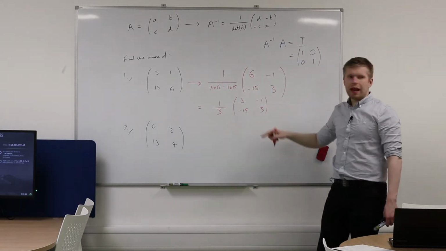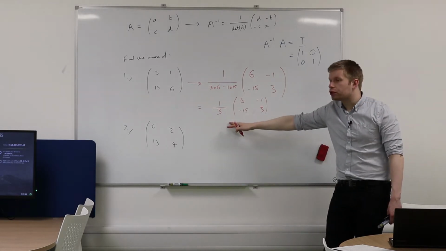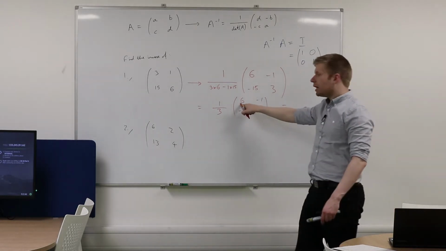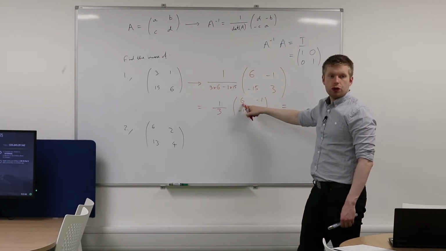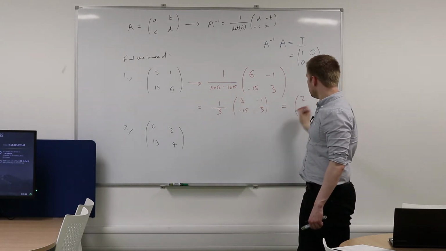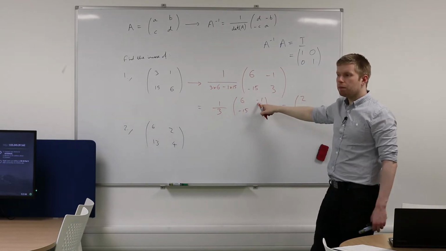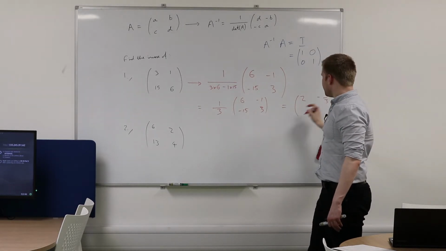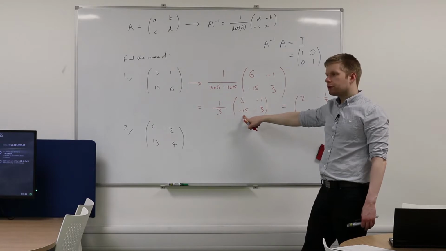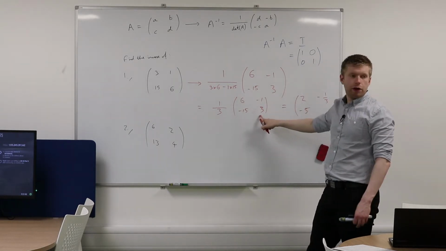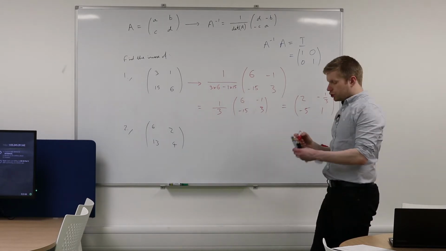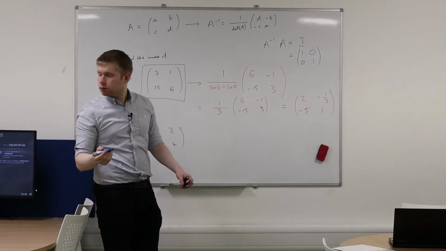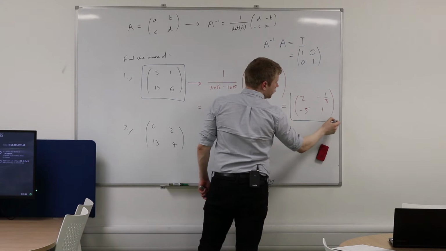Then I just multiply every element through by a third. I could leave it like that if I wanted to. I'm just going to tidy it up even further by multiplying through by a third. So if I multiply this element by a third, it becomes 2, right? 6 multiplied by a third is 2. Then if I multiply this element by a third, what does it become? Good, negative a third. If I multiply this one by a third, negative 5. And multiply this one by a third, just 1. So if this is my original matrix, 3, 1, 15, and 6, my inverse matrix is equal to this.